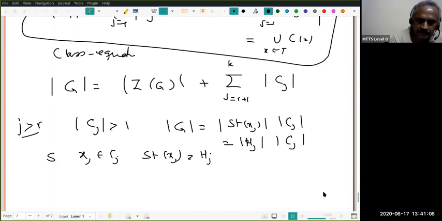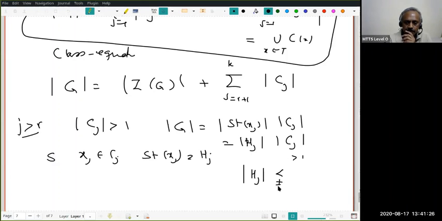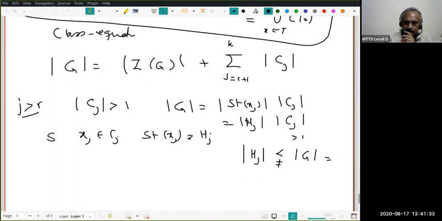Right? Okay. Now let us look at hj. What do I know about hj? See, these are all greater than 1. Therefore, mod hj will be a proper subgroup of mod gj for j greater than or equal to R, and mod g is p power n. And therefore, mod hj must be some p power R, because it must be a divisor by Lagrange's theorem.